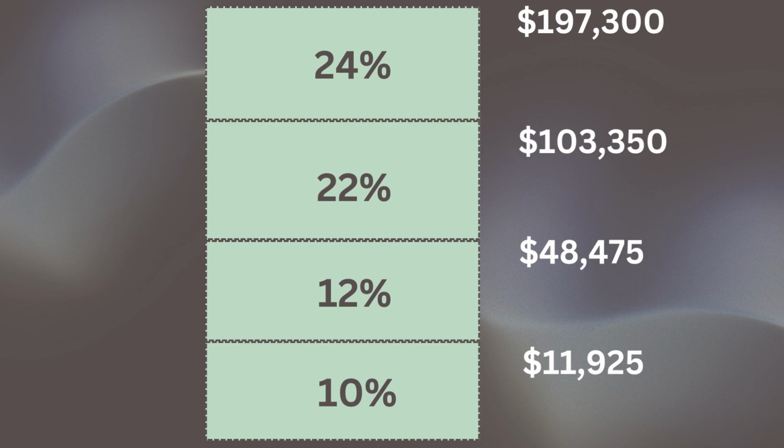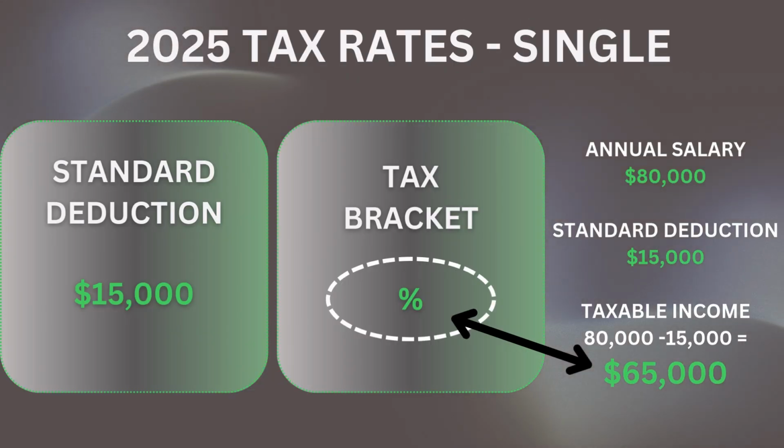So the first portion of income up to $11,925 is taxed at 10%. And then the next layer of income from $11,926 up to $48,475 is going to be taxed at 12% and so on. But we don't apply the tax rate to the gross salary of $80,000. We apply it to the reduced salary after we apply those deductions.